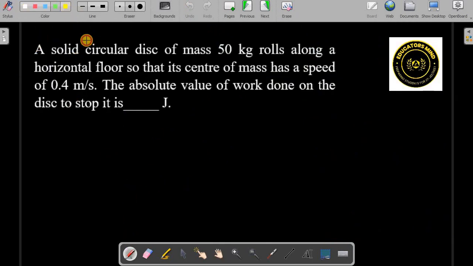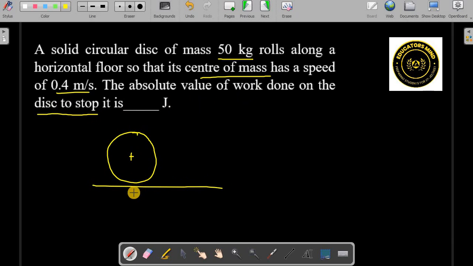The next question says that a solid circular disc of mass is given, rolling along a horizontal floor so that its center of mass has a speed. The absolute value of work done on the disc to stop it is asked. Suppose this is a disc, a rough diagram, and this is the ground surface, and it is rolling, with the center of mass moving with v center of mass and angular velocity omega. Of course we can consider pure rolling. When they did not mention anything, we have to understand that this is just pure rolling only. Then only we can do the calculation.